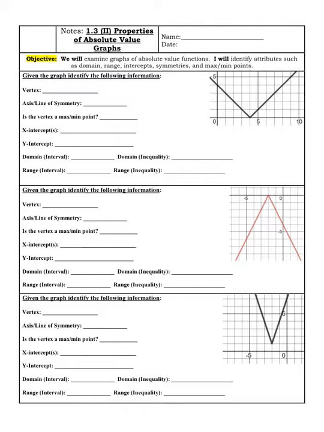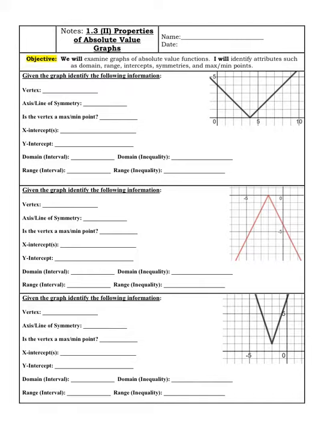In this video, I'm going to go over properties of absolute value graphs. Mainly, I'm going to go over identifying the vertex, axis, or line of symmetry. Sometimes it's written as axis of symmetry, sometimes it's written as line of symmetry. It's the exact same thing. I'm also going to go over whether the vertex is a max or min, your x-intercepts, y-intercepts, and then the domain and range, and we're going to write it in both forms that we learned. So that being said, let's get started.